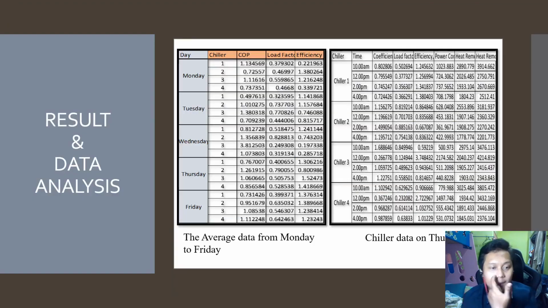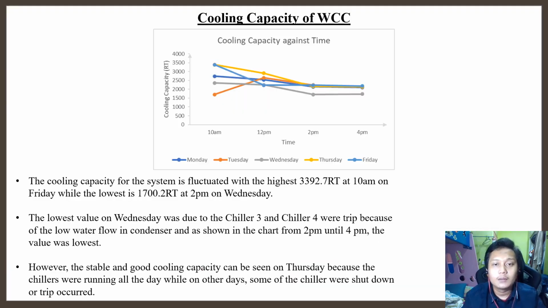This is the result and data analysis, which I have calculated for COP, load factor, efficiency, heat removed by condenser, and heat removed by the chiller. Okay, for the cooling capacity. Cooling capacity for the system fluctuated, with the highest being 3,392.7 refrigerant tons at 10 a.m. on Friday, while the lowest is 1,700.2 at 2 p.m. on Wednesday.